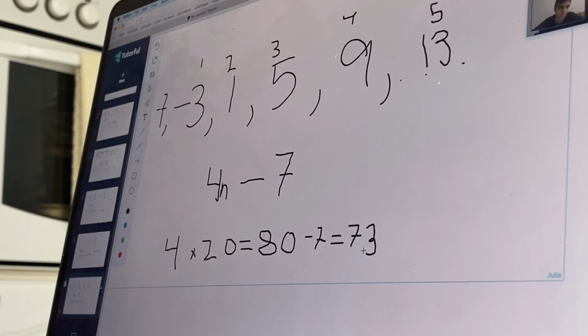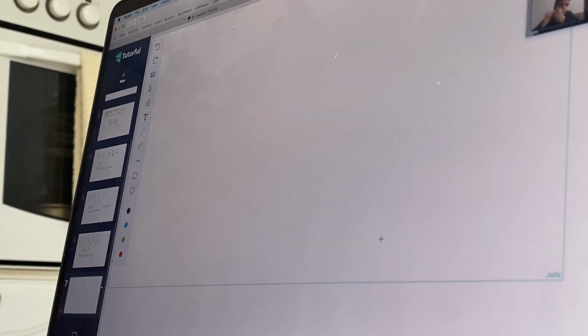Yeah, 73, well done. Okay, I think we've got the hang of this, which is great. We'll do one more example. This one's going to be a little bit trickier. So do -1, -4, -7.